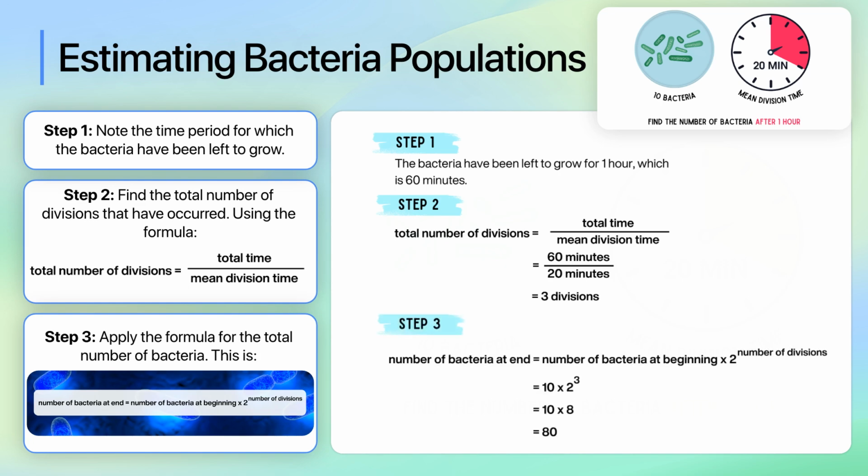Next, we need to calculate the estimated number of bacteria at the end. To do this, we apply the formula: the number of bacteria at the end equals the number of bacteria at the beginning multiplied by 2 to the power of the number of divisions. In this case, we need to multiply 10 by 2 to the power of 3. This gives us a total of 80 bacteria at the end.